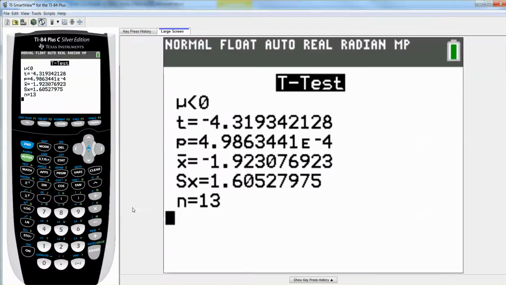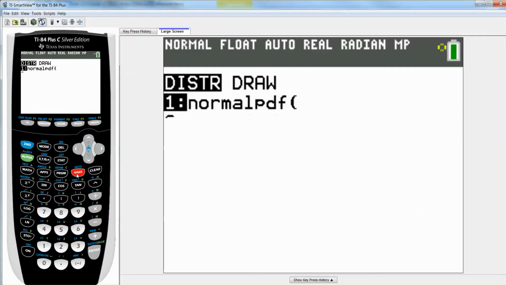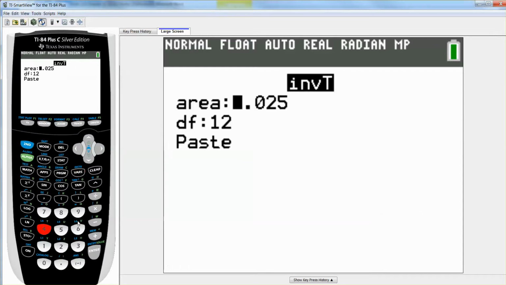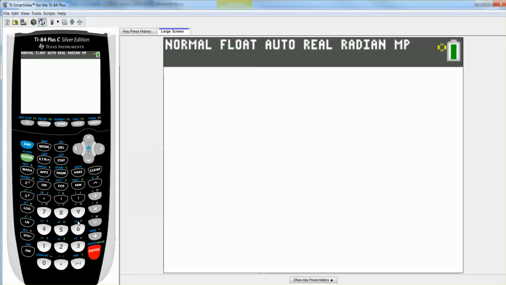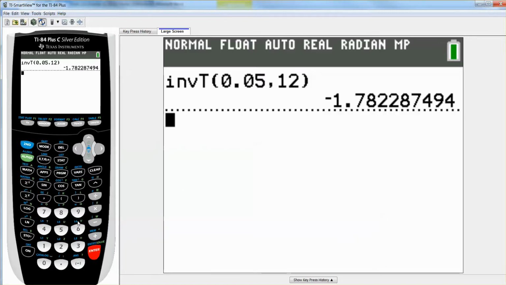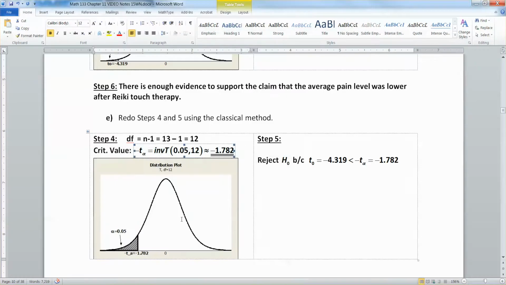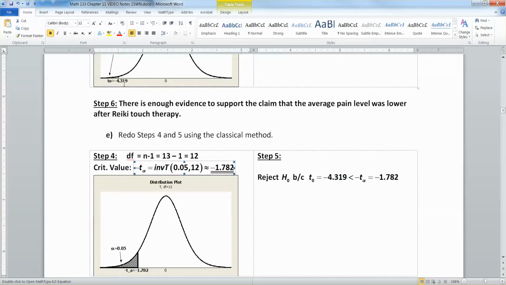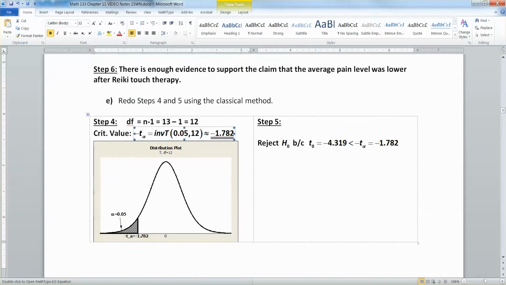So I grab the calculator and I go to inverse t, which is number 4 right here, 0.05, 12. There we go. Negative 1.782. And it's negative, which makes sense because this is a left-tailed test. Negative 1.782 is much closer to the center than negative 4.309, right?